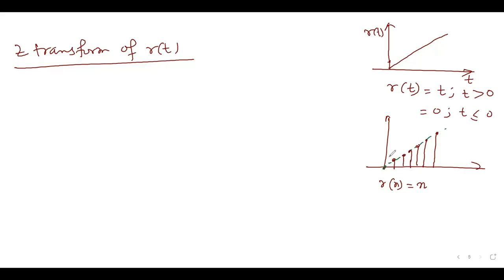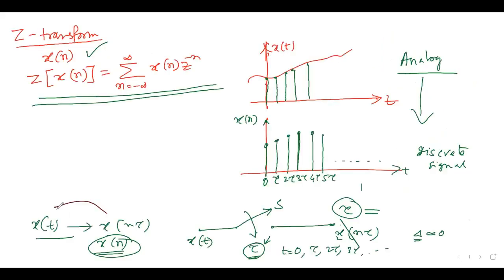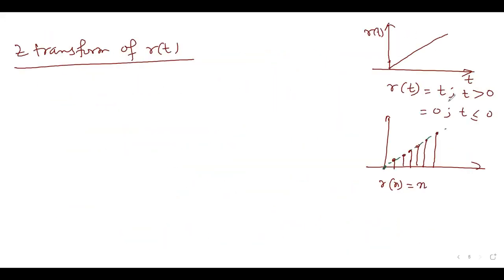So replace t by n tau. Now if we replace t by n tau, the ramp function will be n tau. Now we'll consider tau as the sampling time, the unit time. Okay, that means this is your R[n], n. So this is the discrete ramp sequence.